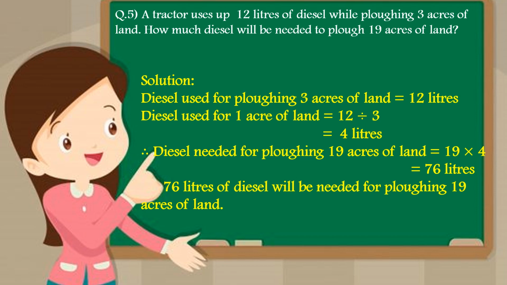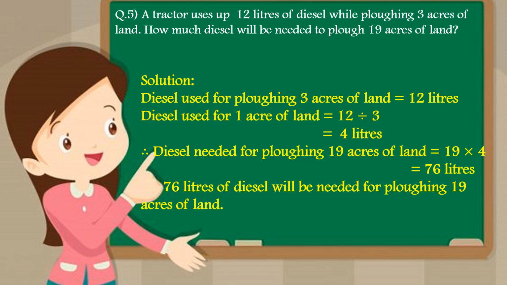Next question. A tractor uses 12 liters of diesel to plow 3 acres of land. How much diesel will it need to plow 19 acres of land? Now, for 3 acres, it is 12 liters. For 1 acre, 12 divided by 3, that is 4 liters. So, for 1 acre of land, diesel used is 4 liters.